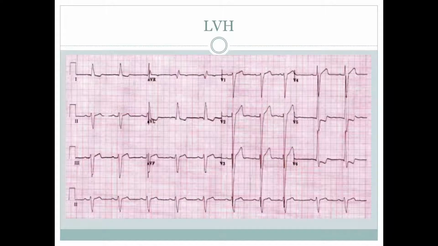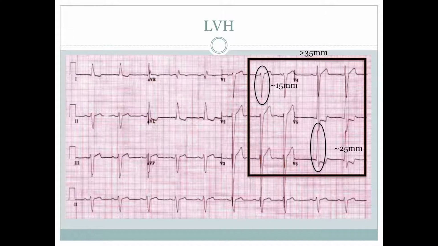So looking at this example of left ventricular hypertrophy, you can see a deep S wave in V1 as well as a really tall R wave in V6. In V1, if you count the depth of that S wave, you can see that it gets pretty close to 15 millimeters. And if you count how big the R wave is in V6, you can see that it gets pretty close to 25 millimeters.